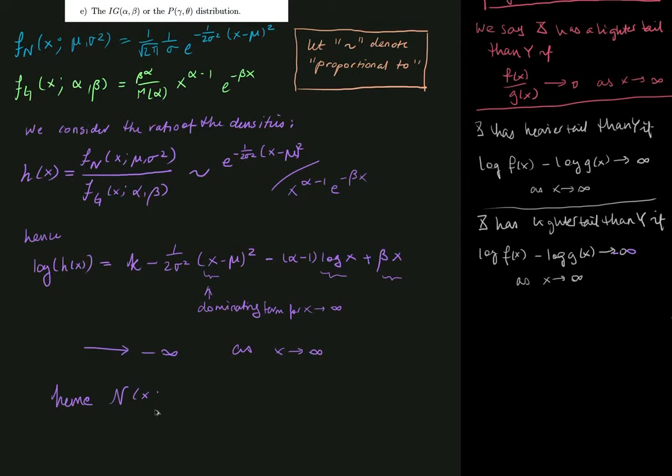So the normal distribution, regardless of parameters, will always have a lighter tail than the gamma distribution.